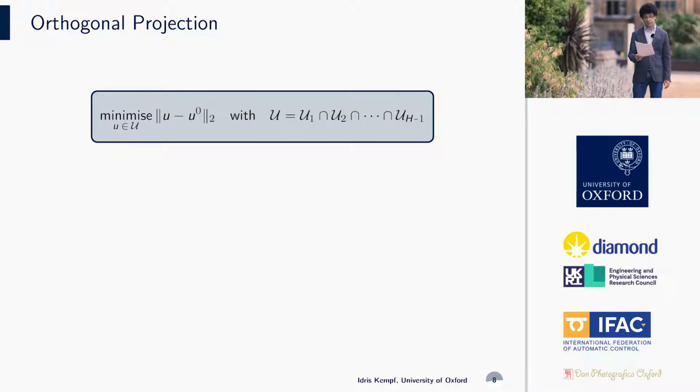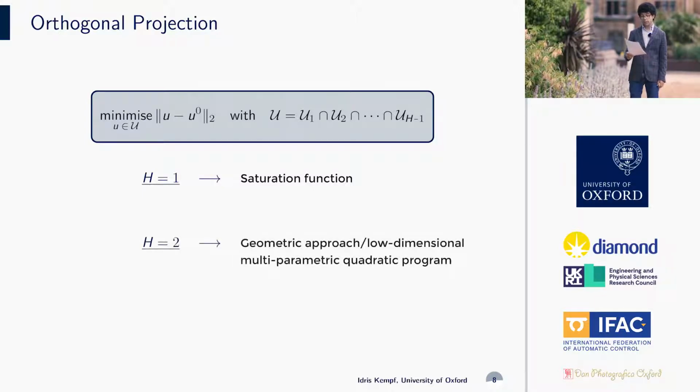The difficulty of finding a solution to this problem depends on the horizon length h. We can identify 2 special cases. For h equal 1, the set U represents a rectangular box. In this case, the solution to this problem is given by the saturation function. For h equal to 2, we can make use of a geometric approach to solve the projection. This will be presented on the following slide. For larger horizons, finding an analytical solution becomes quickly intractable.